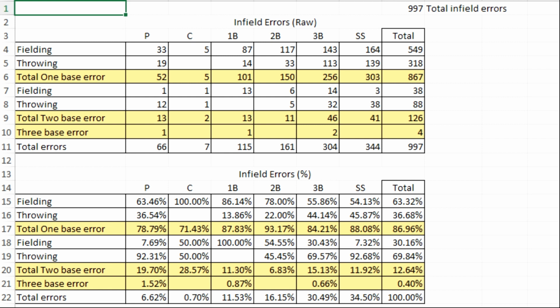When I'm talking about one or two base errors in this video, I'm referring to how far the batter advances on the play. One base errors are when the batter gets to first base on the error, and two base errors are when the batter gets to second base on the error. I'm not talking about how far runners already on base advance. I'm only talking about where the batter ends up. I only know where the batter ended up. I don't know the exact details of the plays.